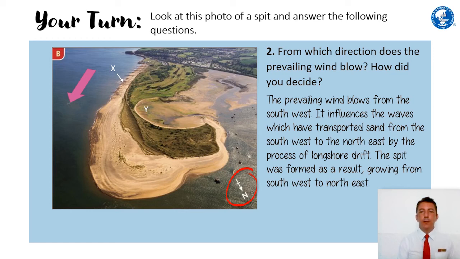The wind influences the waves, which have transported sand from the southwest to the northeast by the process of longshore drift. The spit was formed as a result, growing from the southwest to the northeast. So we can see the direction of the spit coming out from the coast, and that tells us the direction of the waves.